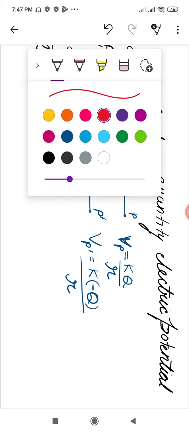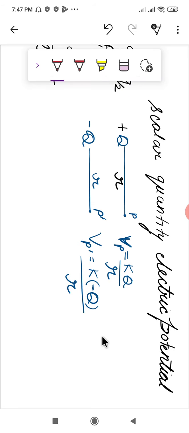Are you getting the main point? Here we are substituting the sign because it's a scalar quantity, and the positive charge will have positive potential, the negative charge will have negative potential.